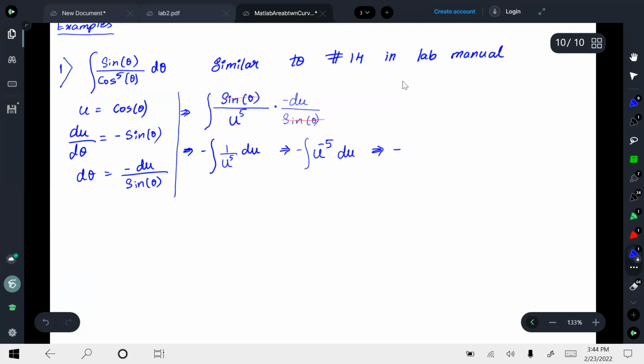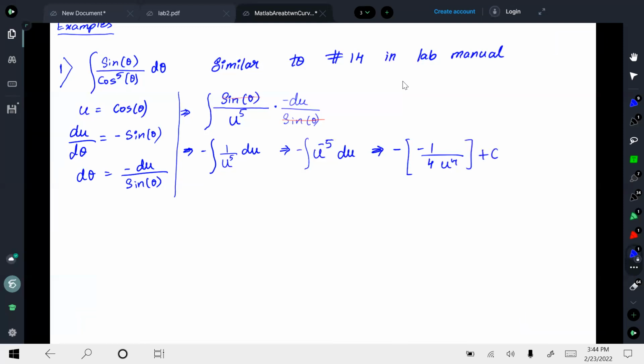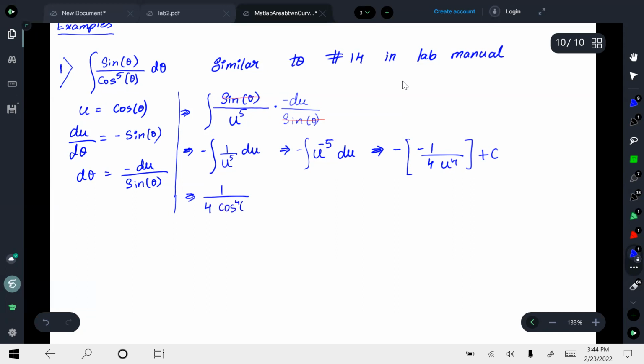Now applying the power rule, you will get negative 1 by 4 u to the power of negative 4, or I can take it as u to the power of 4 plus c, right? Now the final answer will be 1 divided by 4, u is cos, so cos to the power of 4 theta plus c. Okay, I can still simplify.